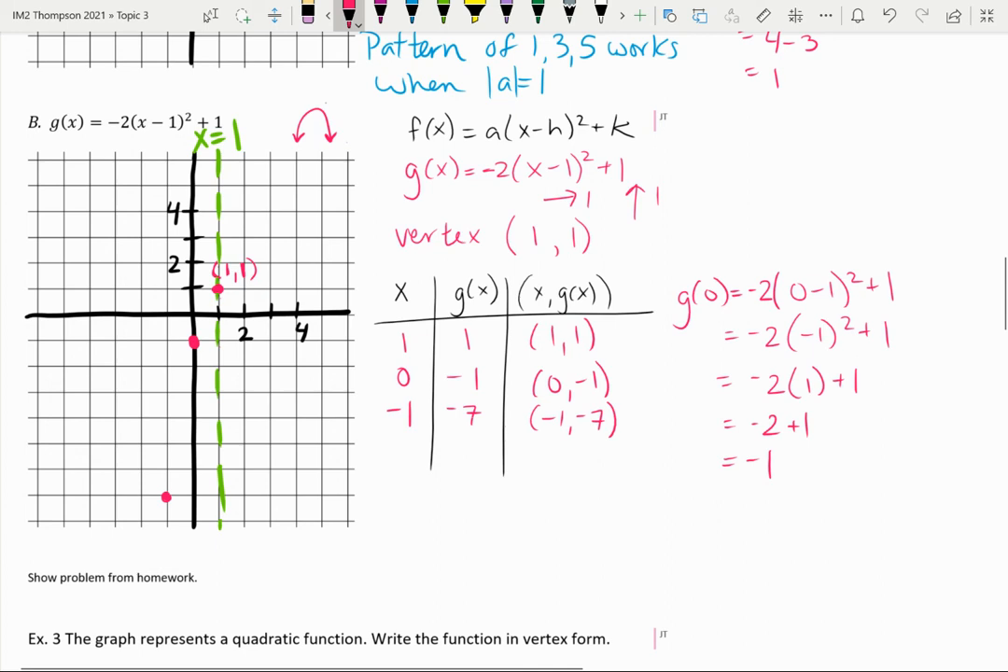So when I plug in negative 1, I get out negative 7. That gives me the point negative 1, negative 7, and I plot that right down here. We've got to practice that to get good at it again.